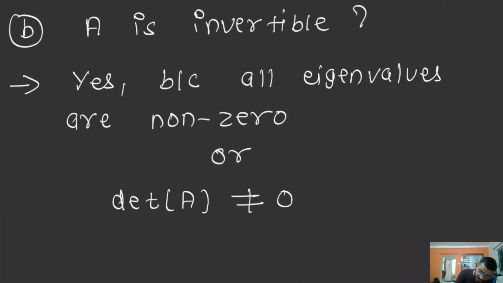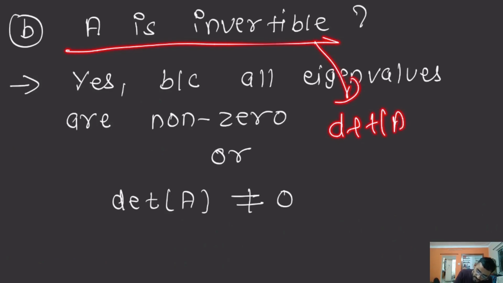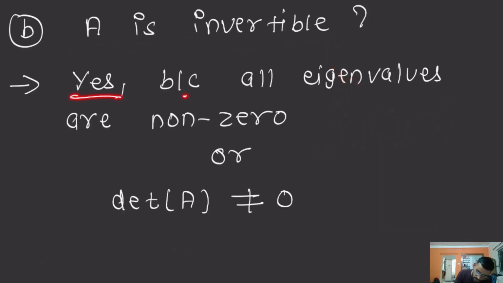Okay, secondly, A is invertible. Since we know that the determinant of A is not equal to 0 because it has no 0 eigenvalue. Okay, so yes, because all eigenvalues are non-zero, or determinant of A is not equal to 0.